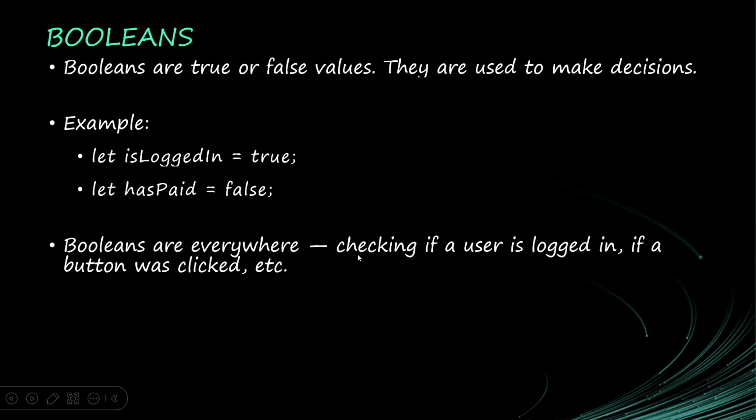So Booleans are everywhere. Checking if a user is logged in, if a button is clicked, these are the kinds of things. So we use Booleans to make decisions. We can check if a user is logged in so that we can perform some actions. If a user has clicked a button, we perform some actions. So they only have true or false, two values in the Boolean data type.